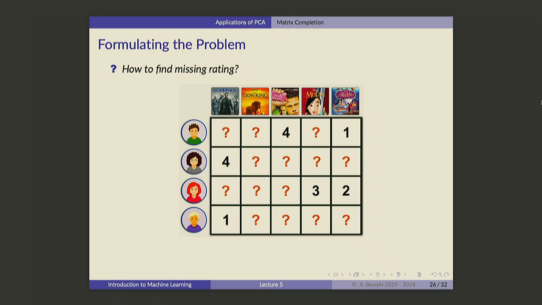Clear? Yeah? Okay. Is the purpose of that algorithm to find out the missing points? Yes, basically that's the idea. And you can do it again by PCA, okay?